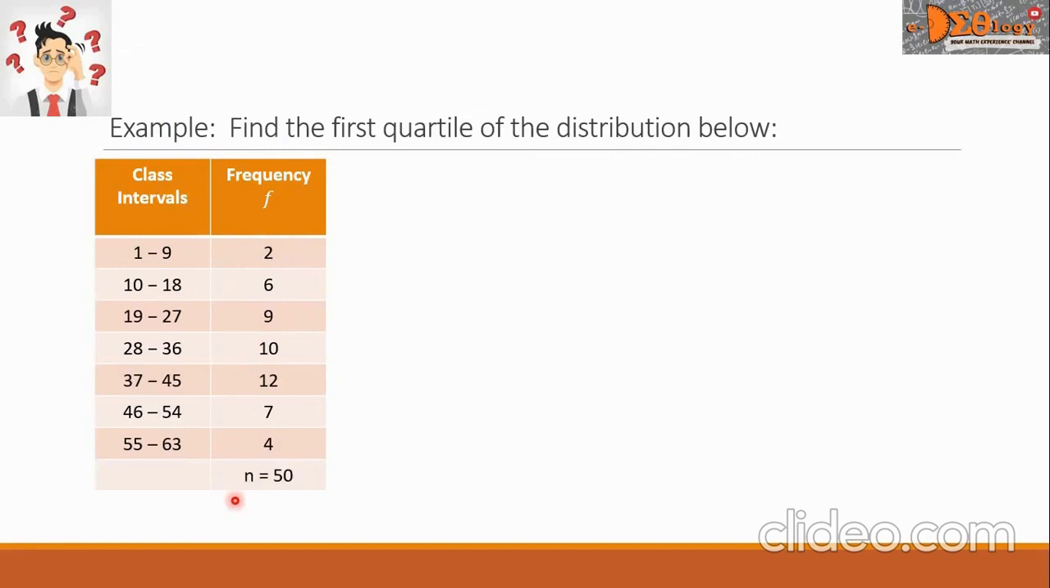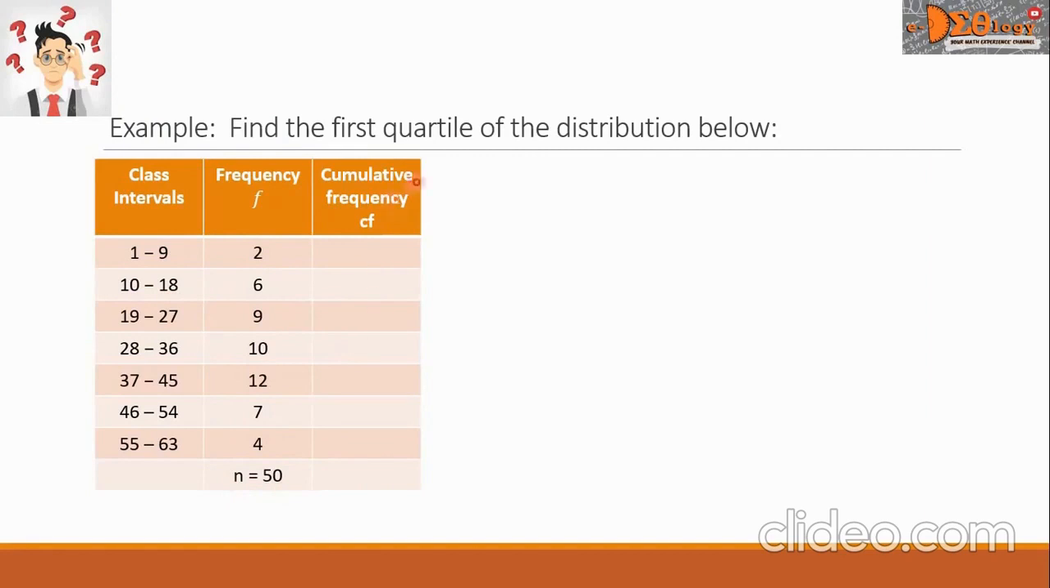Next thing to do is we can write the total of the frequency, and that is our n. This is equal to 50. Next, we need a column for the cumulative frequency, denoted by CF. The values are here. The first value is 2, which is copied from the frequency of the first class. So this number 2 plus 6 is 8. So we write here 8.